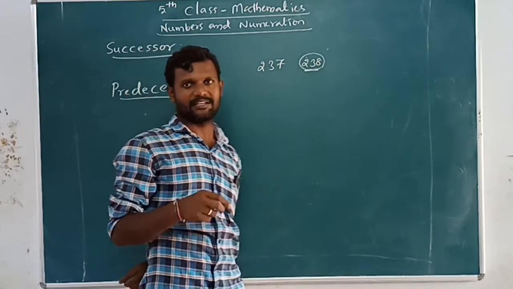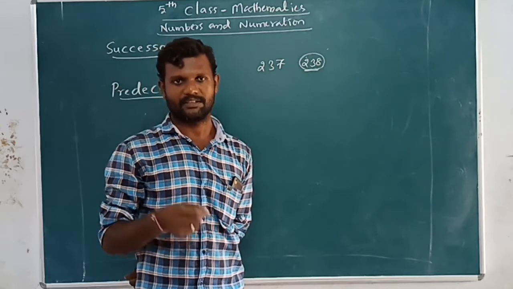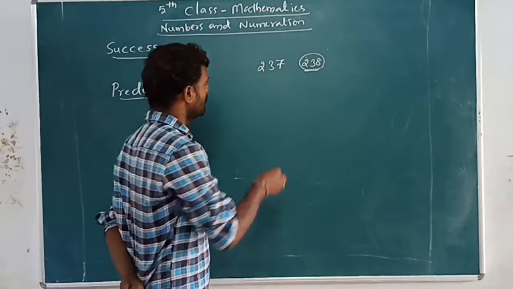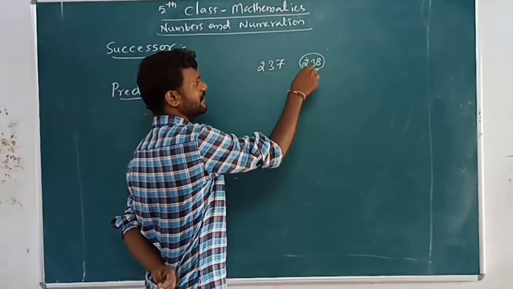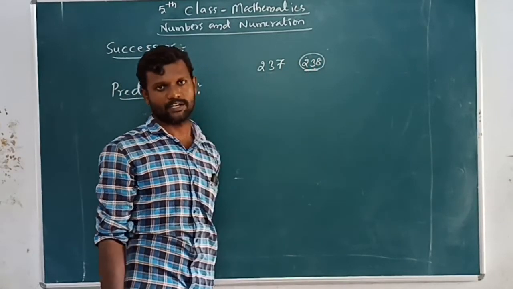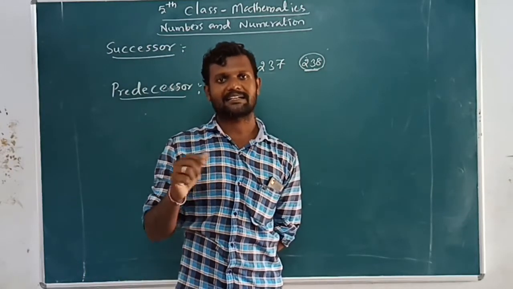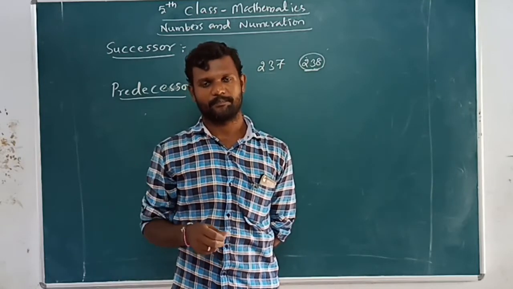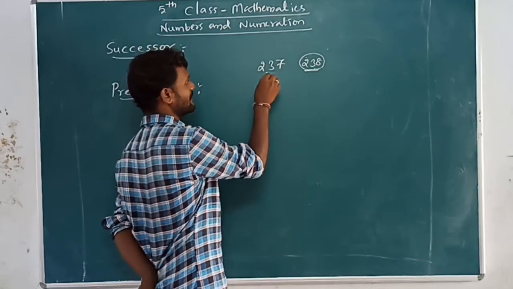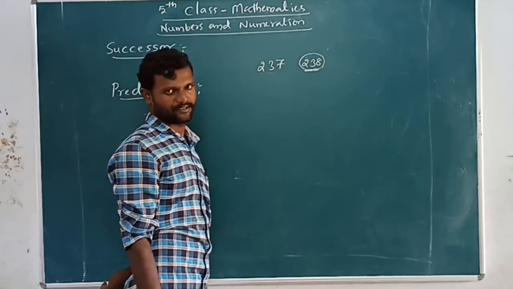In the small classes, in the first and second class, you learned before numbers and after numbers. I think you remember them. After number means if 237 is given, then the next number is 238. This after number is called a successor. The successor is the number that comes just after the given number. So, for example, 237 is given. We will get 238 after this. This is called a successor.